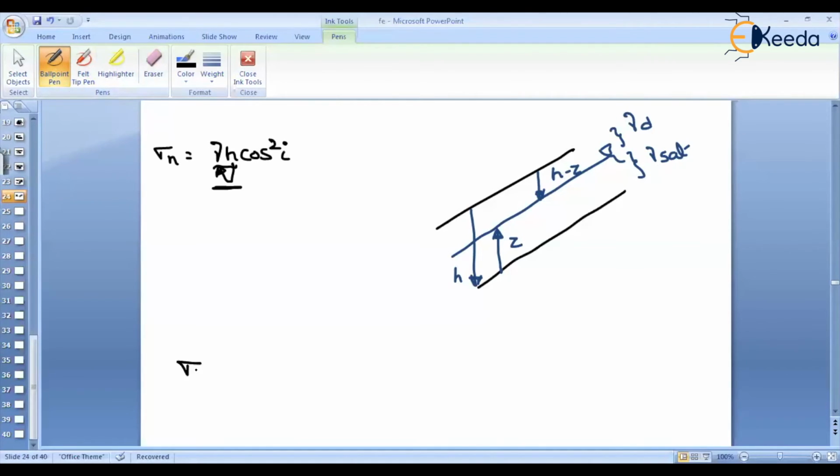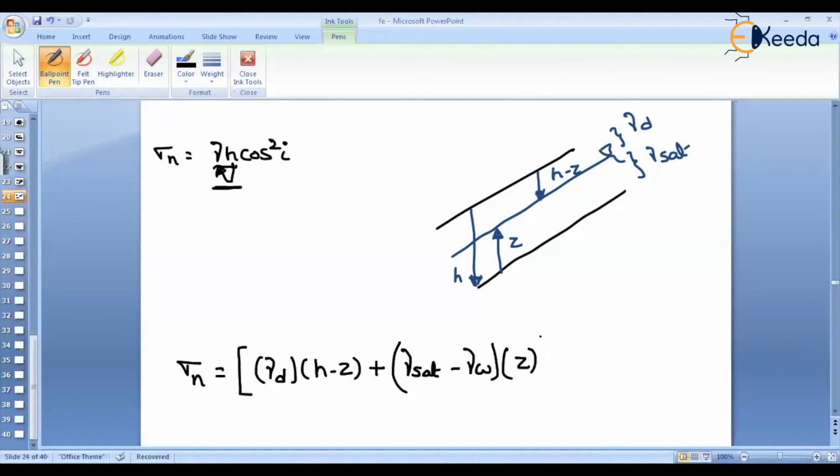Okay, sigma n, that will be equal to up to this much H minus Z. What we have to write? Gamma D into H minus Z plus in the seepage depth flow, we have to use the effective parameter. That means gamma sat minus gamma W into of what is the depth of the seepage flow? Z. So this is what the value of gamma into Z if it is under uniform condition. But here we are having two different soil types. So that's why we have to add those two conditions into same thing, cos square I.